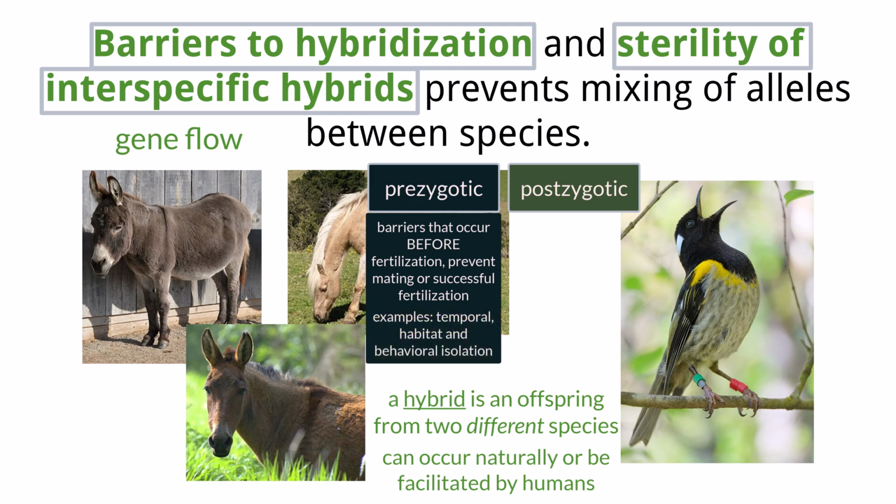Temporal, habitat, and behavioral isolation are all prezygotic barriers. If two species mate at different times, live in different habitats, or display different courtship behaviors, reproduction will not occur. In animals, one of the functions of courtship behavior is for an individual to check whether a potential partner is a member of its species. To prevent interspecific hybridization, courtship behavior needs to be distinctive.